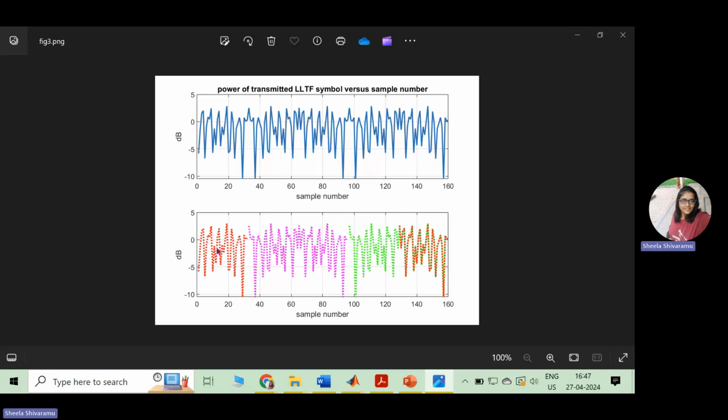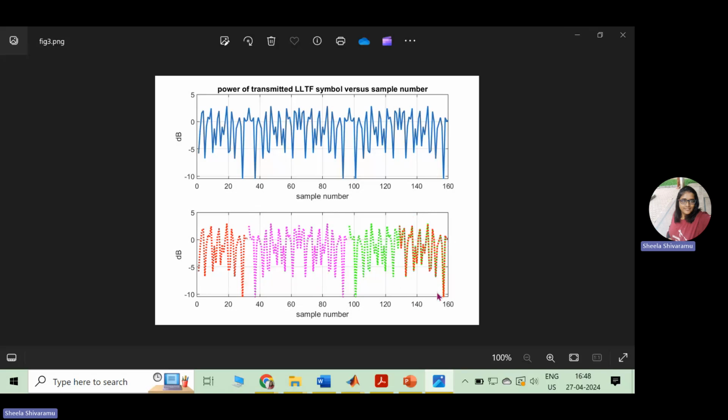What I'm trying to tell here is this is the LLTF, power of the LLTF symbol plotted versus sample number. Here, if you see, the pink part is from sample number 33 to sample number 96. The green is from sample 97 to sample 160.